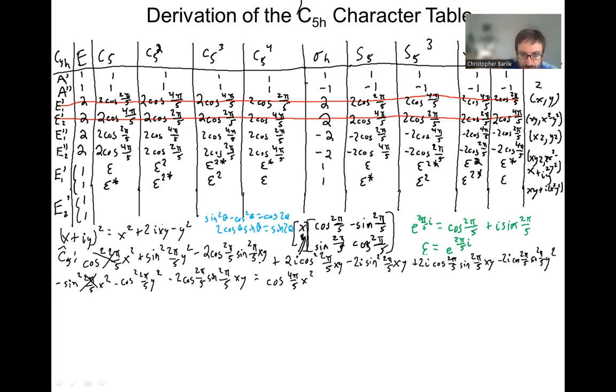Okay, and then a similar thing we can do with sine squared 2 pi over 5 y squared minus cosine squared 2 pi over 5 y squared. Those y squared terms, we actually have a negative of this, because that'll become a positive cosine squared minus sine squared 2 pi over 5. So that's going to be a negative cosine 4 pi over 5 y squared.